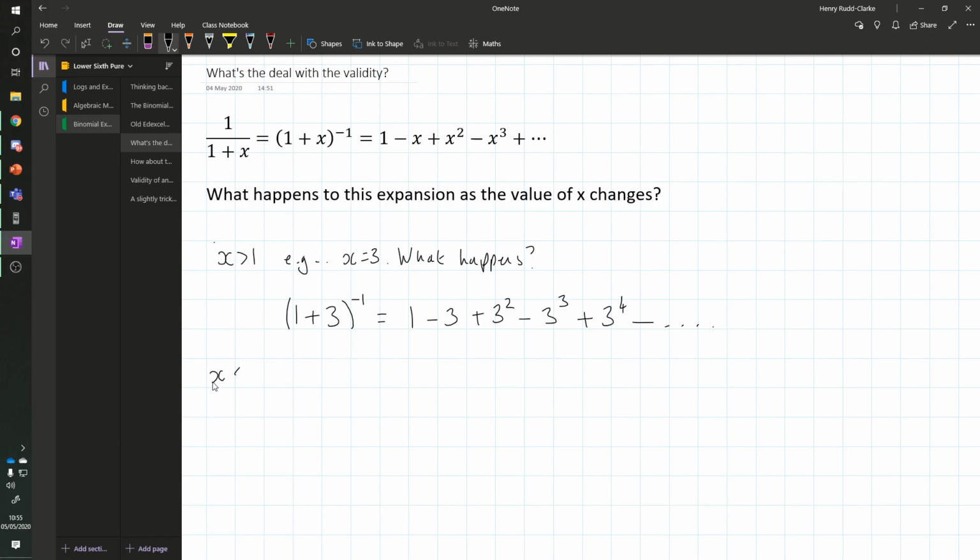If I pick a number x less than 1, e.g. let's just say x is a half, nice obvious one like that. So we have 1 plus a half to the minus 1, which again we can really easily work out, but we want to know what happens in our expansion, like how accurate is that. So 1 minus a half plus a quarter minus an eighth. I'm just putting my values into this at this point. Now we can see what's happening here. The next one would be plus a 16th, and so on.